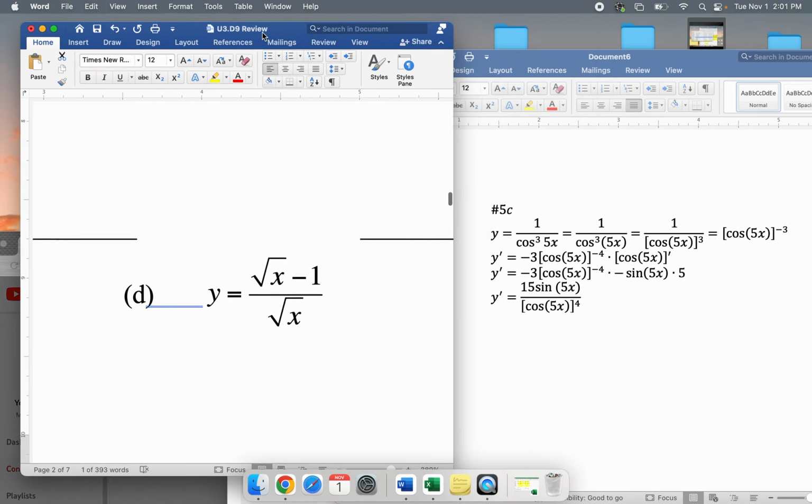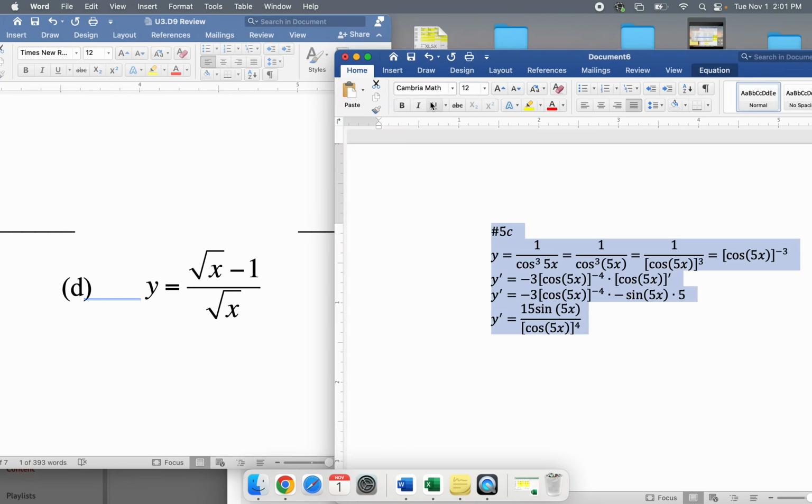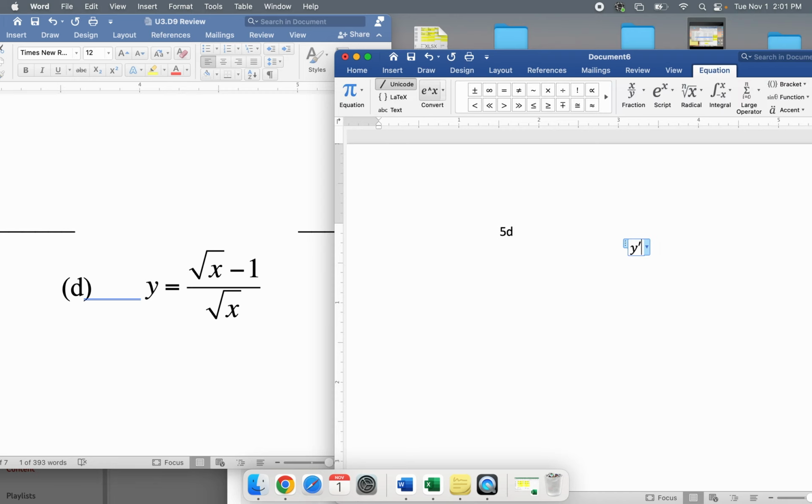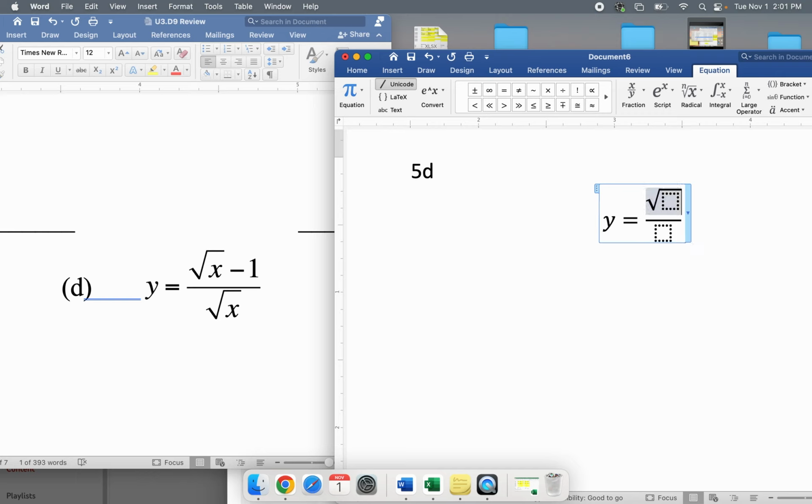So, yeah, this one I would also definitely not do the quotient rule, because you're much better off simply splitting the fraction: that's square root of x over square root of x minus 1 over square root of x, which is really just 1 minus x to the -1/2, right? So now we can take the derivative of that.